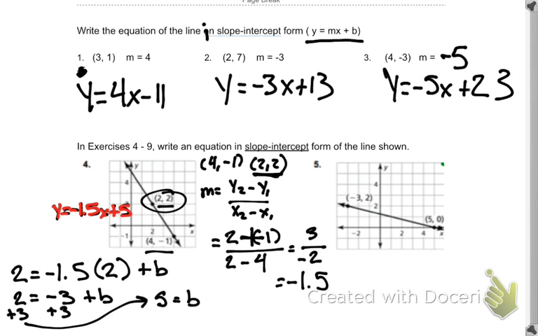So for this one problem, we used 2 different ways to find the exact same information. Sometimes you'll be given the graph and you can kind of plot it out and figure it out. Other times, like in 1 through 3, we're going to be given a point and the slope. Sometimes we'll be given 2 points, and we have to know which method to use based off of the information that we're given. So with that, now we can move over to number 5.